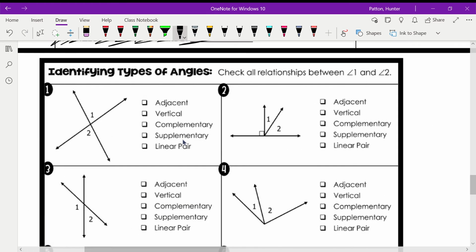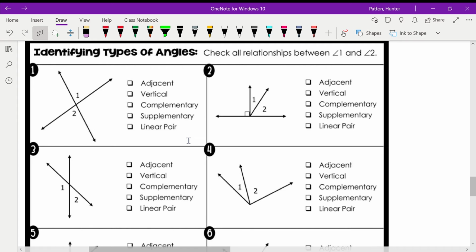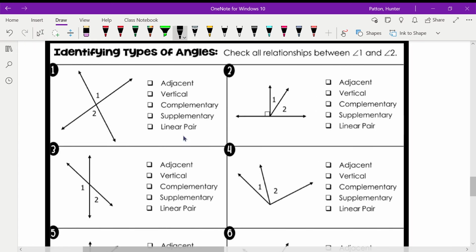Alright, let's identify all the types of angles. So we're going to check all relationships between angles 1 and 2. So you look at angles 1 and 2. So angle 1 and 2, I see first they're vertical. They're not adjacent because they don't share a side. See, these are their sides. No, they don't share any of them. They do share a vertex, but not a side. They're not complementary. We don't know that for sure. Not supplementary. You don't know that for sure. And not a linear pair. So they're just vertical.